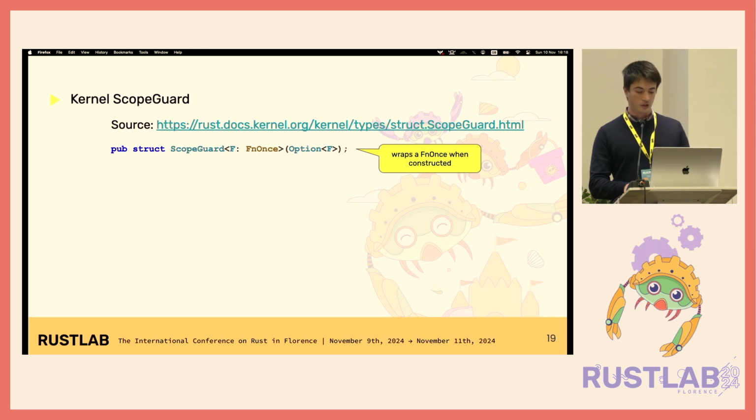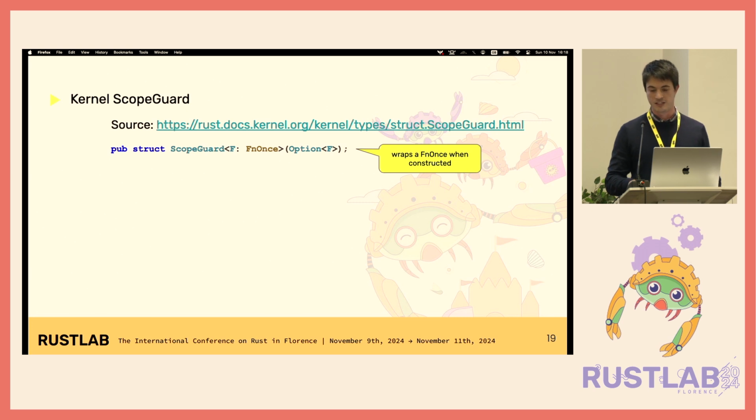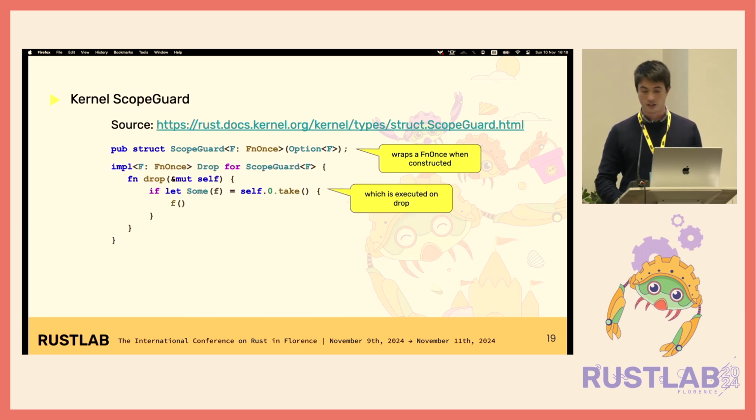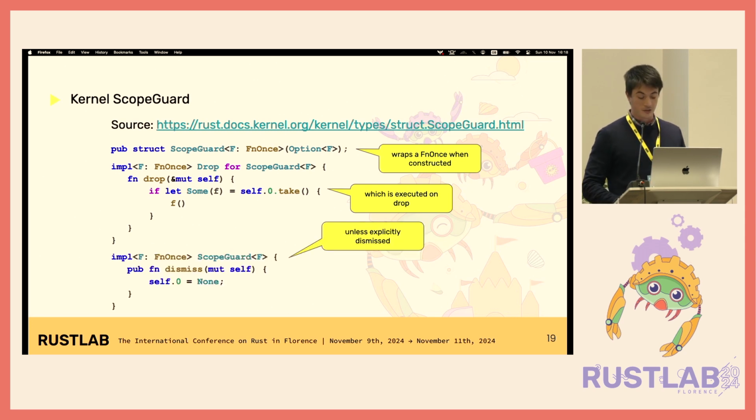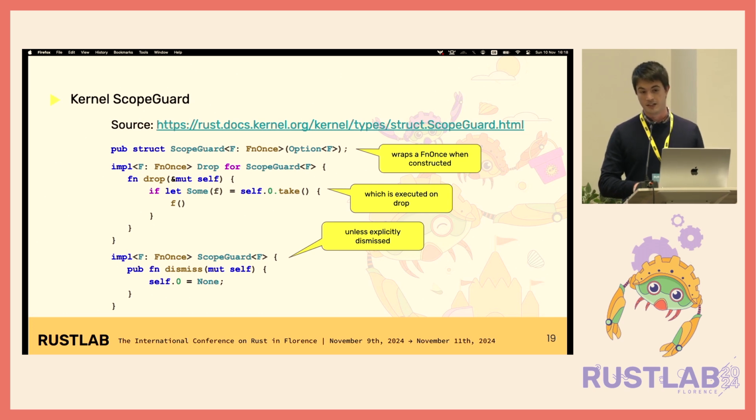So we have this thing called scope guard that you see is just a wrapper around a function once. So essentially, it's just a closure, right? We optionally wrap a closure. So when you construct this object, you need to pass essentially a closure that you want to invoke. And that closure is executed on drop, assuming it's still there. So that's why it's wrapped in an option. Because, for instance, in this particular case, you also want to have a way of dismissing or disarming the guard.